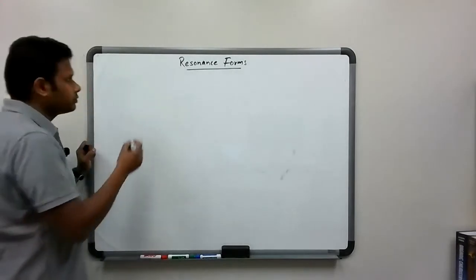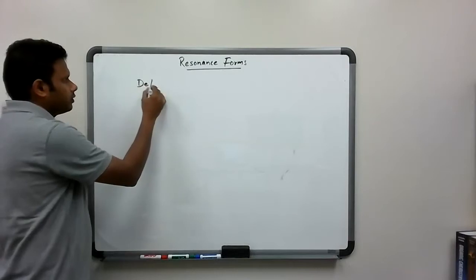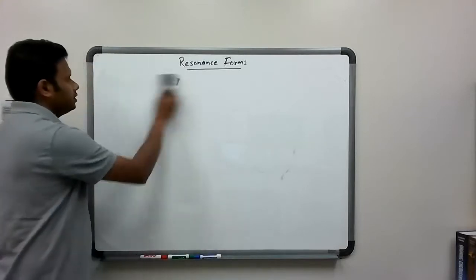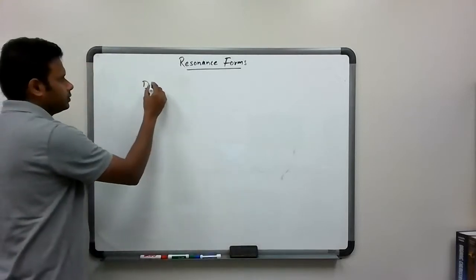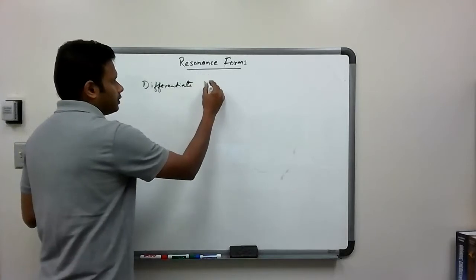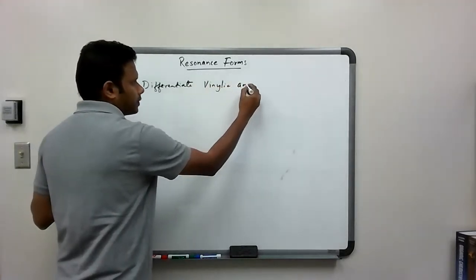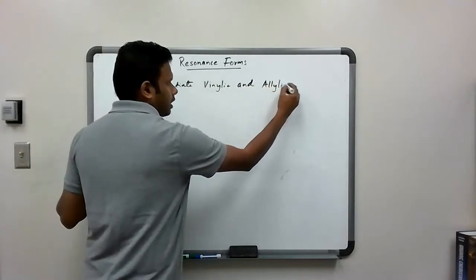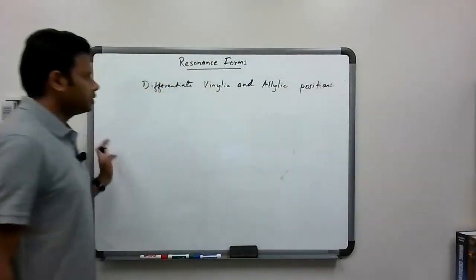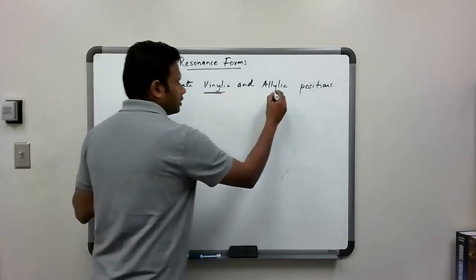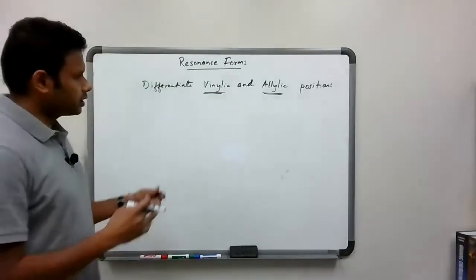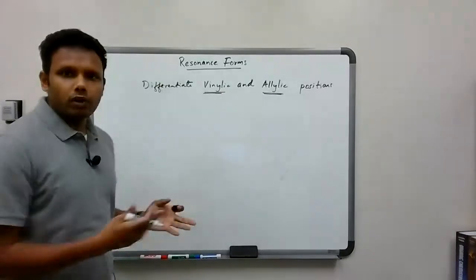What we're going to do here is, instead of defining, differentiate vinylic and allylic positions. So two terms, vinylic and allylic positions. We're going to differentiate between the two, understand what these are and how one is different from the other.